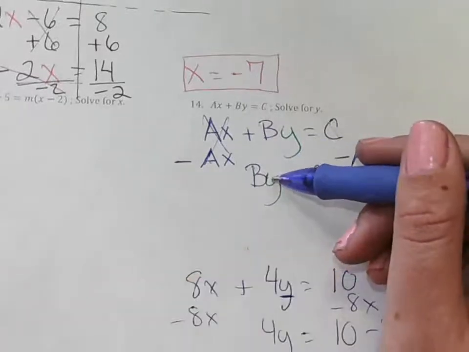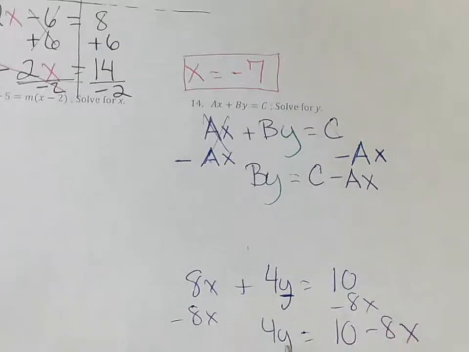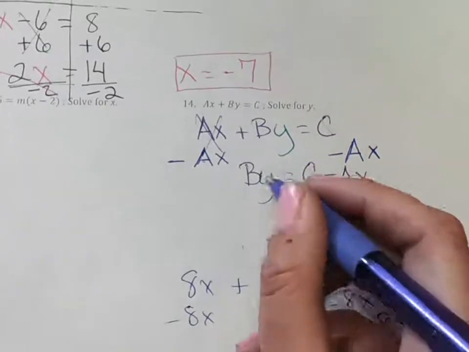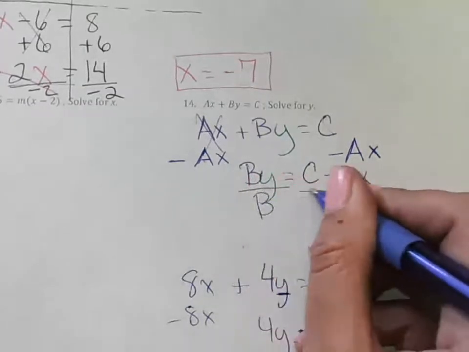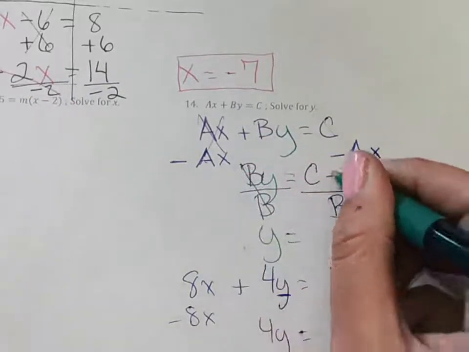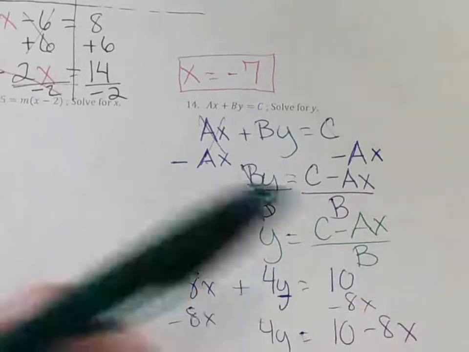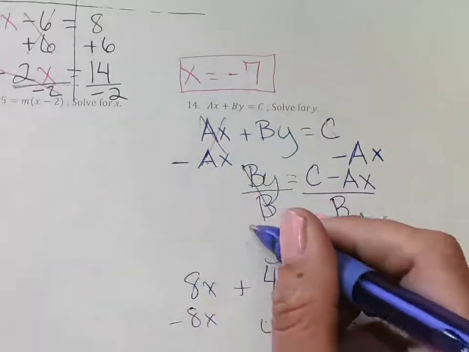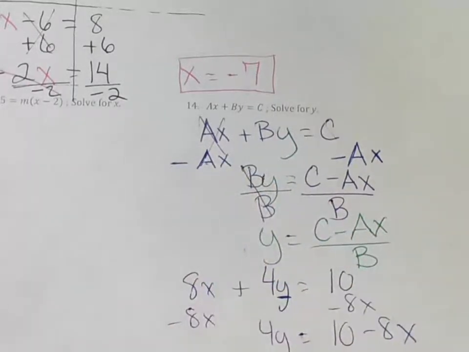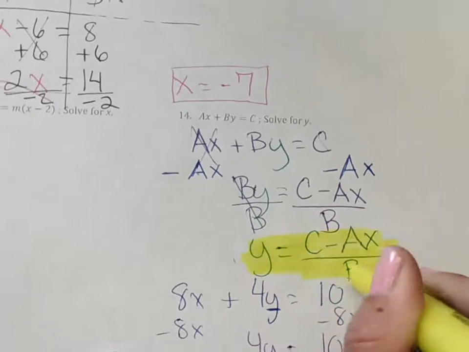So then I'm solving for y. So this is b times y. This is 4 times y. So to get y by itself, you're going to divide everything by b. So y equals, and just leave it like this, c minus ax all over b would be your answer for that. Okay? There. That's your answer.